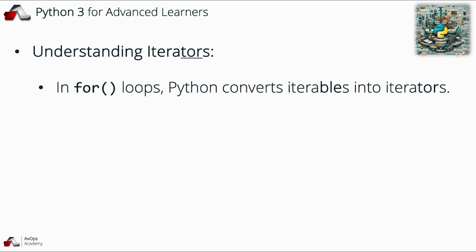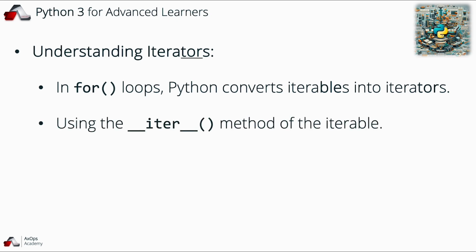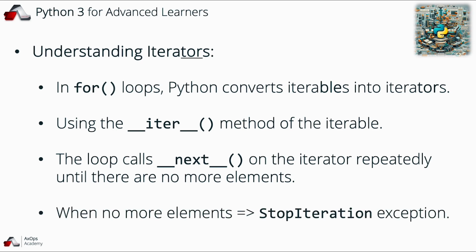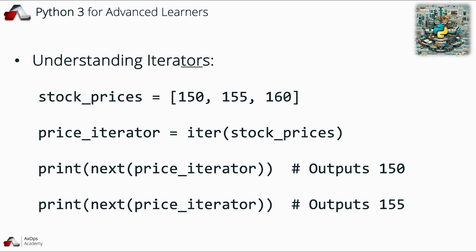When you use a for loop, for instance, Python internally converts the iterable into an iterator. This is done using the iter method of the iterable. The loop then calls the next method on the iterator repeatedly until there are no more elements left, which then raises a StopIteration exception. For instance, in stock price anomaly detection, you might iterate over a list of stock prices, as in the code displayed on your screen at the moment.